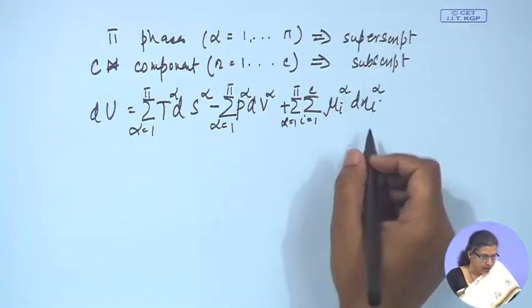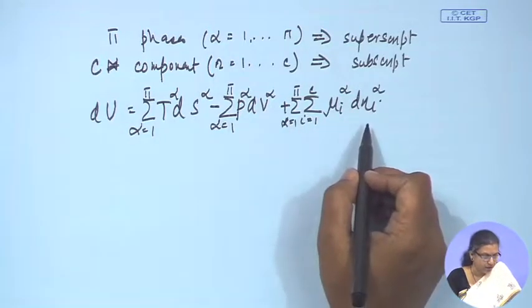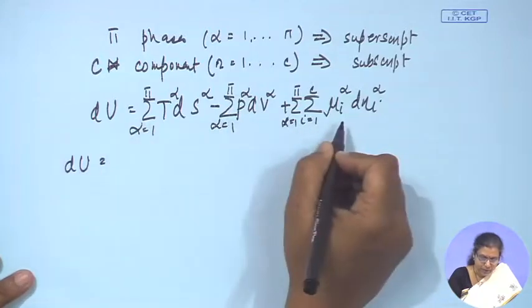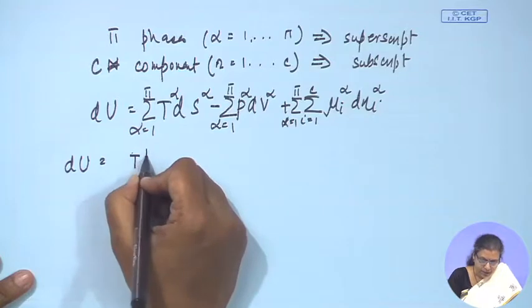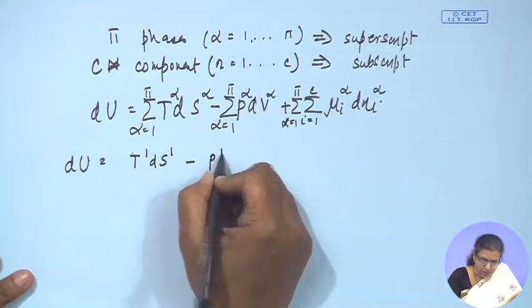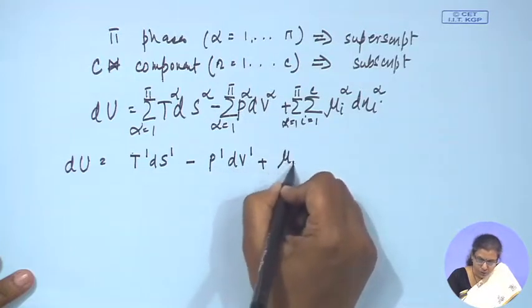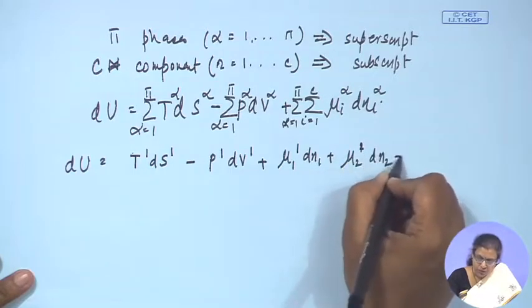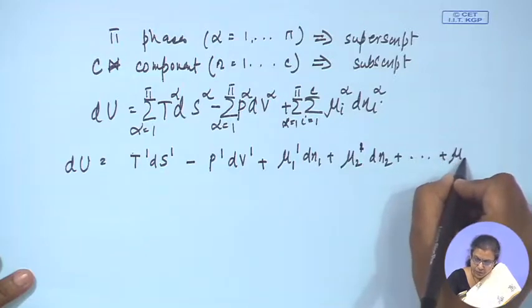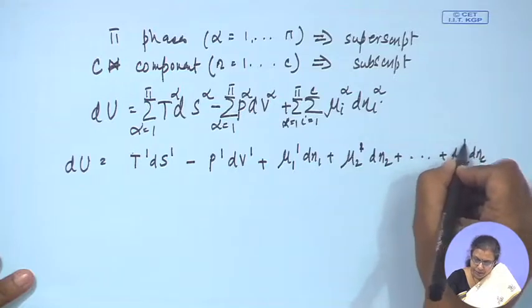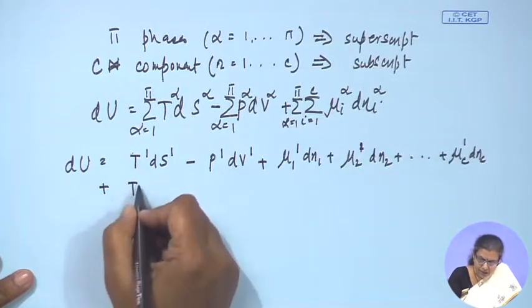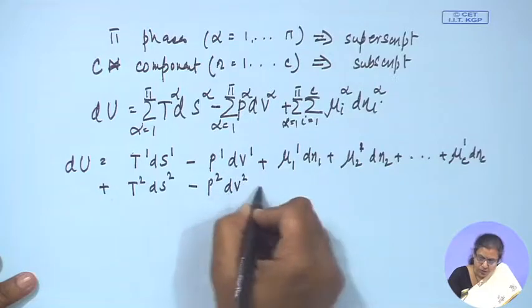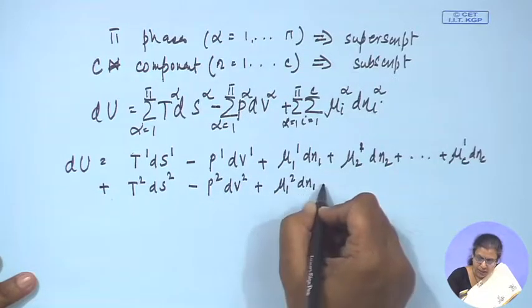From this particular situation, we find that for all the phases I can write down this equation. Now if I slightly elaborate it and write, what do I get? If I just break down the sigma values, it's basically T for phase 1 dS1 minus p1 dV1 plus mu1 phase 1 dn1 plus mu2 phase 1 dn2 plus so on to mu c dnc phase 1, plus again, for the second phase it is T2 dS2 minus p2 dV2 plus mu 1 in phase 2 dn1.